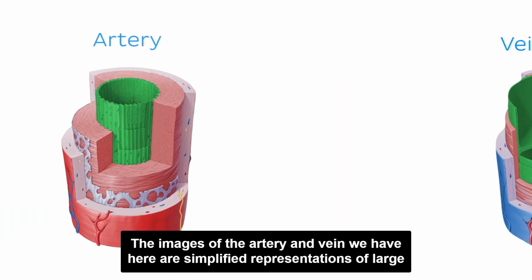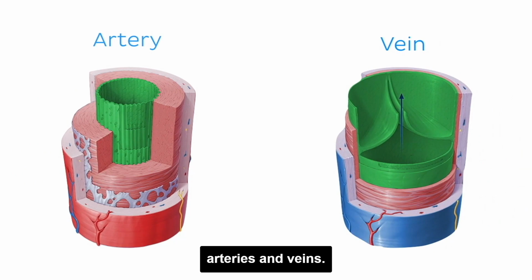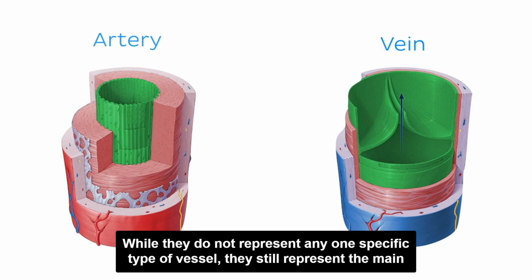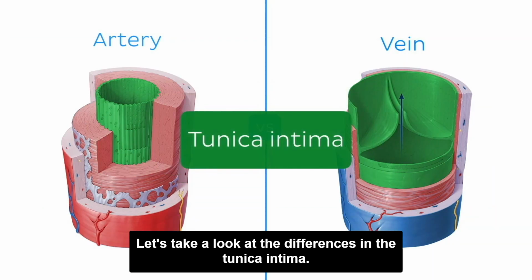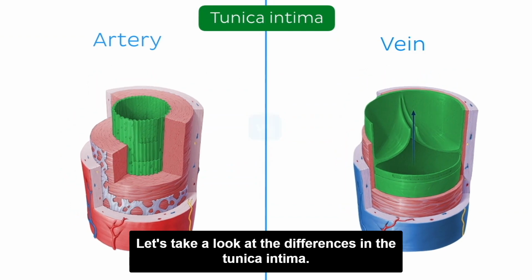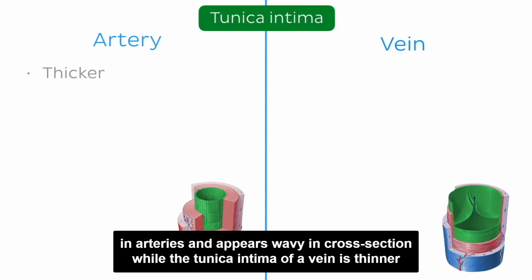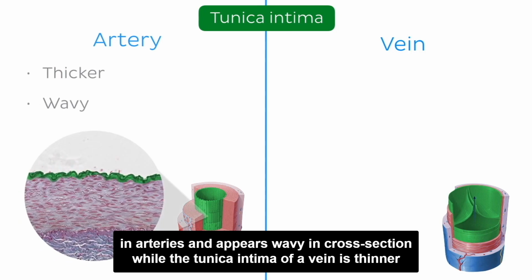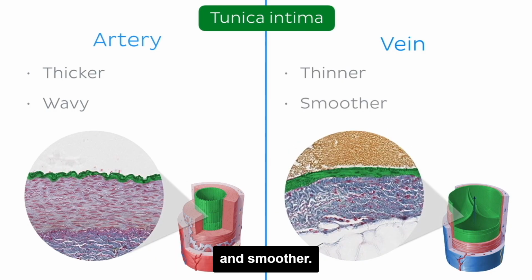The images of the artery and vein we have here are simplified representations of large arteries and veins. While they do not represent any one specific type of vessel, they still represent the main differences between arteries and veins. Let's take a look at the differences in the tunica intima. Composition-wise, the two are very similar. However, the tunica intima is somewhat thicker in arteries and appears wavy in cross-section, while the tunica intima of a vein is thinner and smoother.